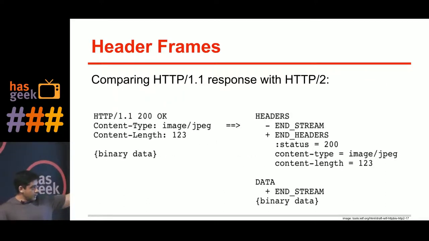On the left side is your traditional HTTP response, where the server says it's 200 OK, I'm sending you an image with the size of 123 bytes, and here's the image binary. In the H2 format, it would be: I'll end the previous stream, and this particular frame ends with my headers ending. And the status, as I said, is a pseudo header in H2, the 200 response type, and then the key-values start. These are completely under user control. And then the data frame kicks in and starts sending you the binary data.